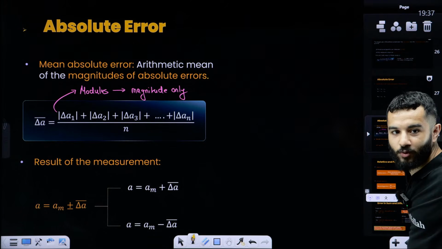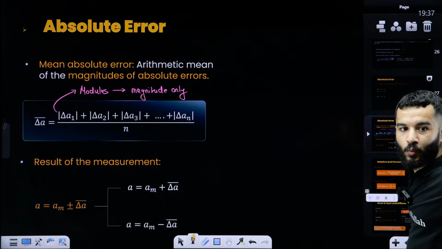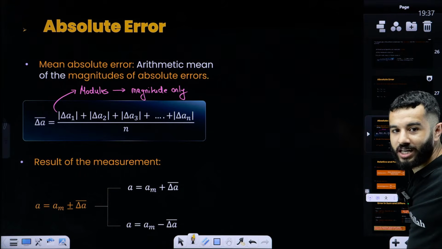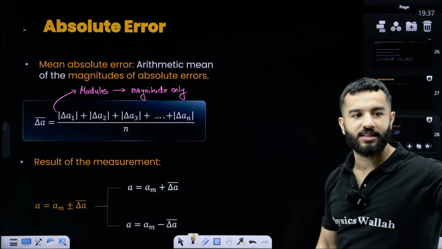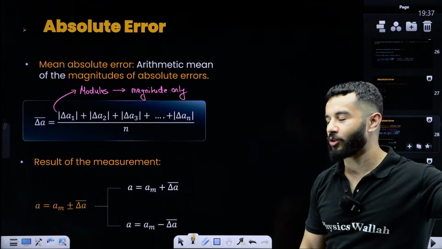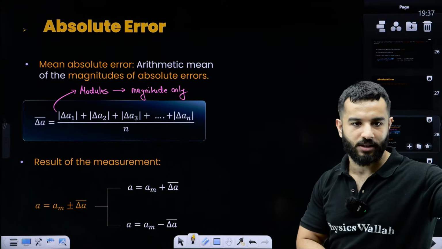Errors are always added. That's right. The point is, we always try to find out the maximum possible error. That's what the point is. Unless asked otherwise, although they never ask it, we always try to find out the maximum possible error.